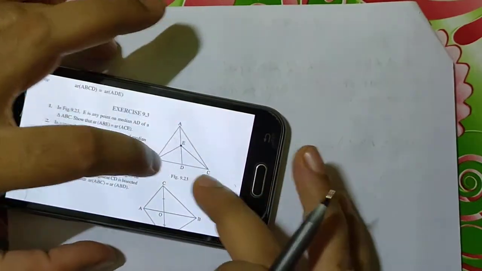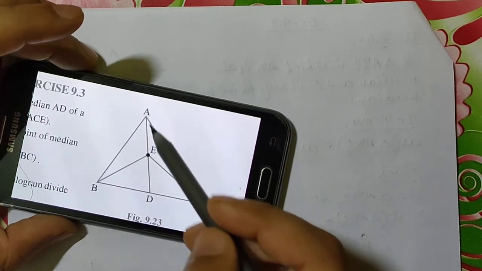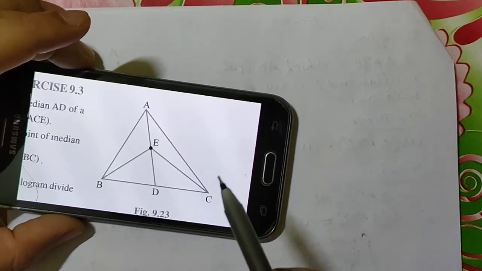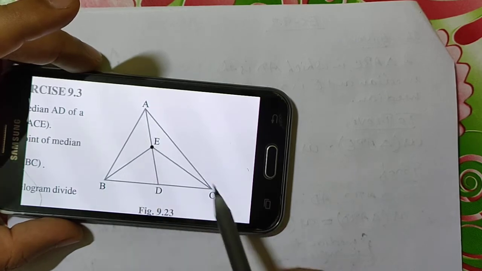Okay, now we are on the next sheet, and initially we had written, see from here, area of triangle ABD equals area of triangle ACD. Now it implies that area of triangle ABD is equal to half of area of triangle ABC.